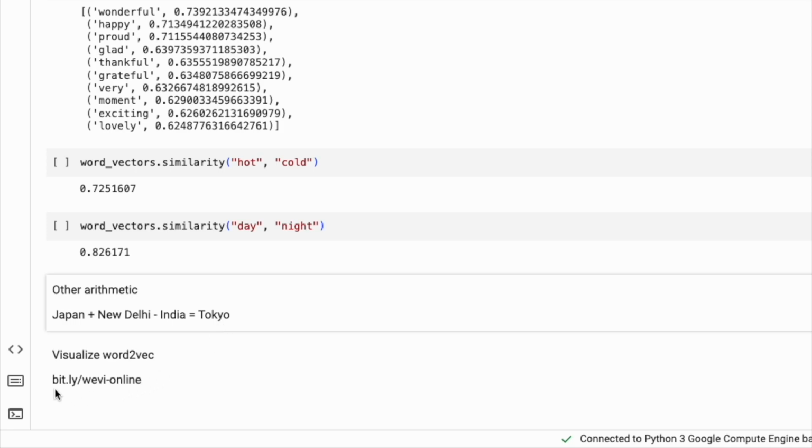This is a link to visualize Word2Vec vectors.